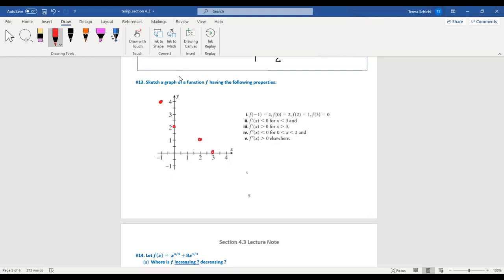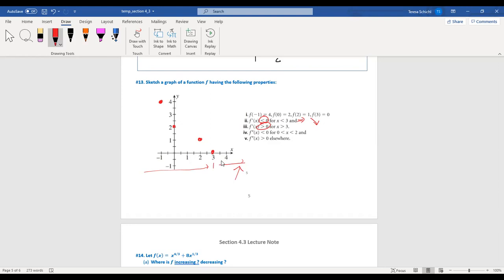All right. And now f prime of x is less than 0 for x less than 3. That means from here all the way to here, my function has to be decreasing, right? Then f prime is greater than 0 for x greater than 3. That means from here to here, my function has to be increasing. Okay, so we know that.